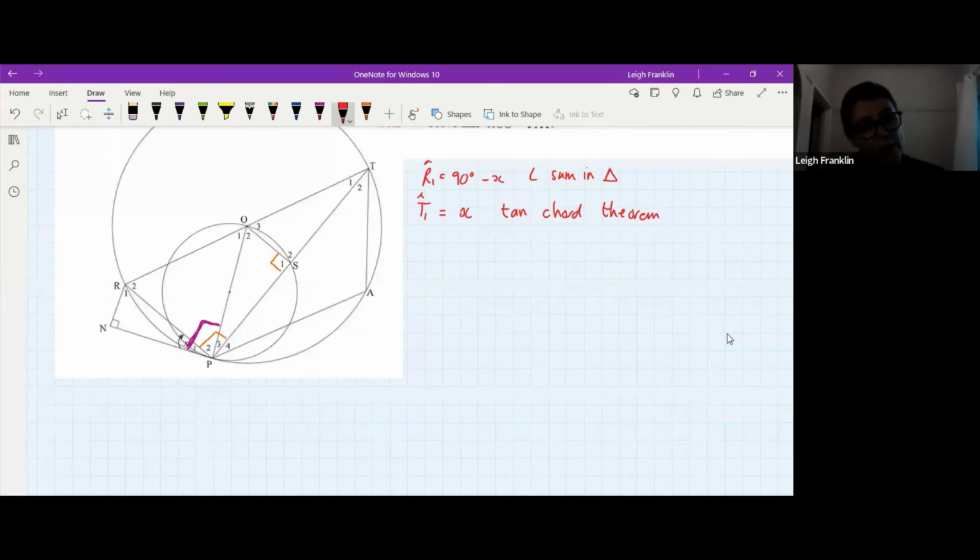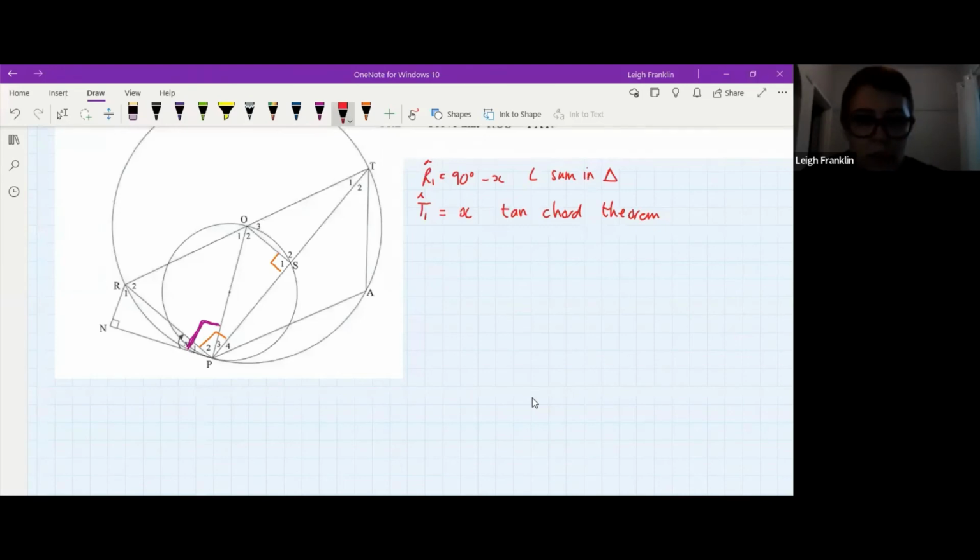All right, so angle T1 is the angle between the tangent NP and the chord PR. So the tangent NP touches the circle at P, the chord goes from P to R, and PR subtends T1 at the circle. So lovely, we've got T1 is equal to X, tan chord theorem. What's next? Is there a cyclic quad? There is, in the big circle, which we will get to next if we've got time.